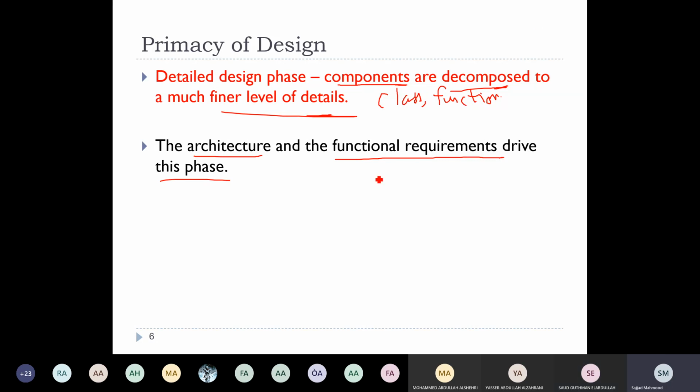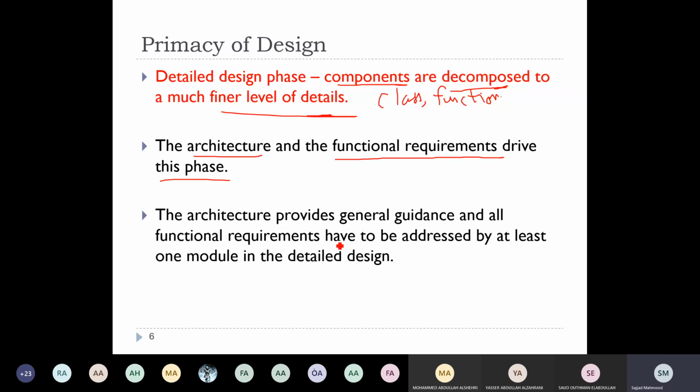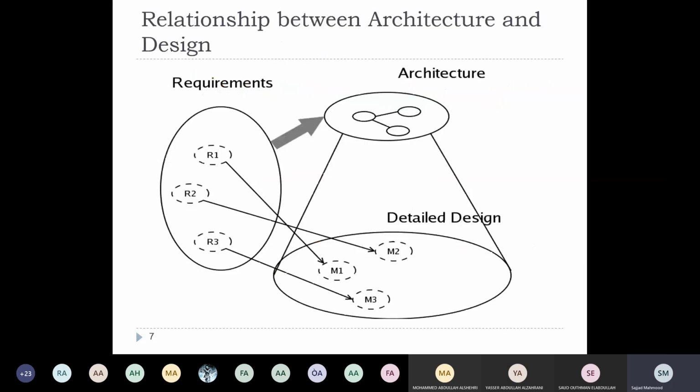Yes, inherently. So the architecture provides general guidelines, and overall, all the functions have to be addressed by at least one module in the detailed design. Let me show you a diagram, and hopefully this will become more clear. Let's see what is happening here. Because I cannot see you guys, is everybody comfortable with this? Everybody is on board with me here? Okay, perfect. So let's see what is happening here.